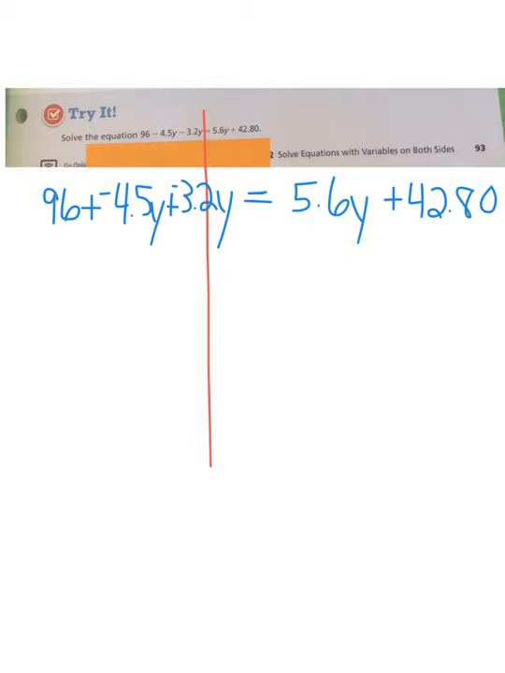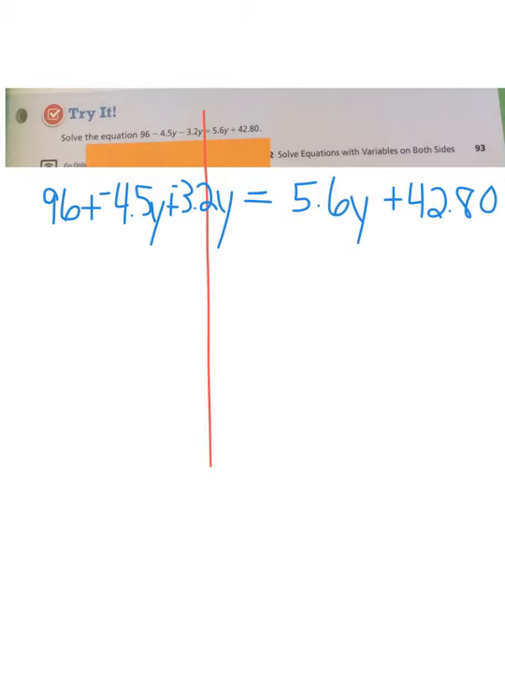Step 3, distributive property. I don't have the distributive property. There's no parentheses. Step 4, the way Mrs. Silveri had mentioned it. Do we have like terms on the same side? Is there anything over here we can combine? And the answer is yes. We can combine those y's. So that's what we're going to do.